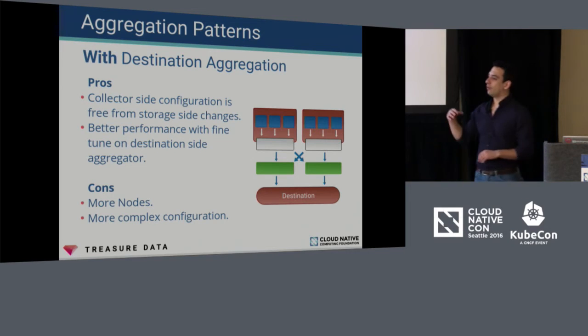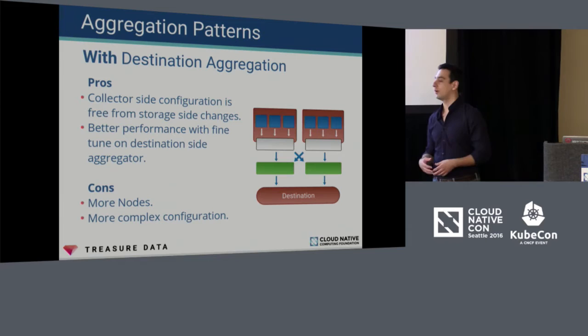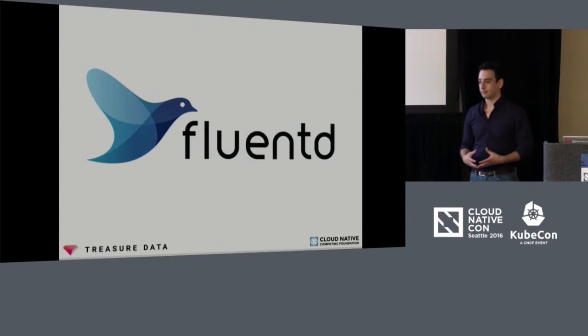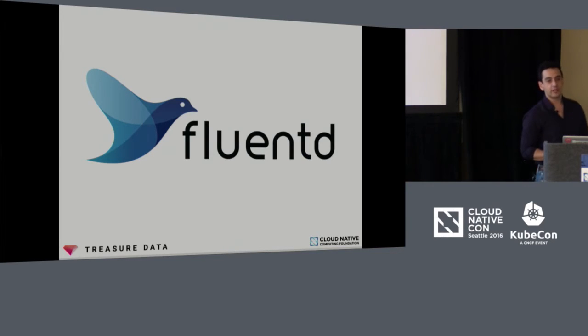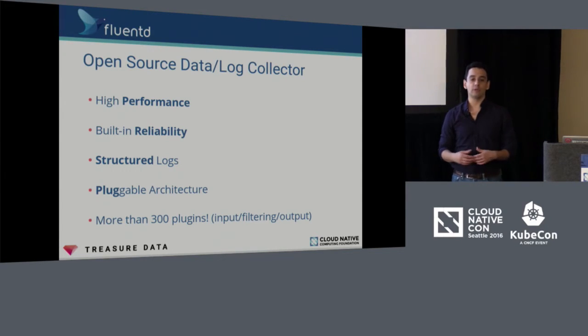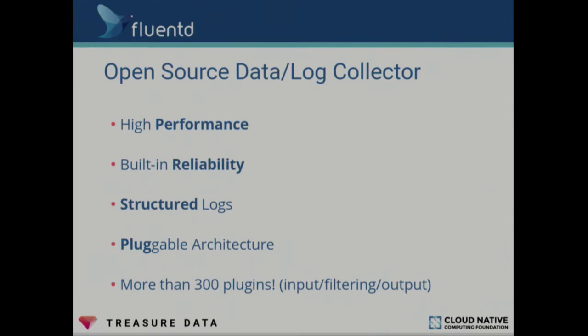And to implement all these aggregation patterns, which is kind of a concept, you need the right tool for this kind of solution. So this is where Fluentd joins in. Fluentd is an open source data and log collector, which was designed to achieve all these kinds of aggregation patterns and adapt to your own needs. And well, it was made with high performance in mind. It has built-in reliability. It manages structured logs. It has a pluggable architecture. And oh, I did not update the slide, but it's more than 600 plugins nowadays.